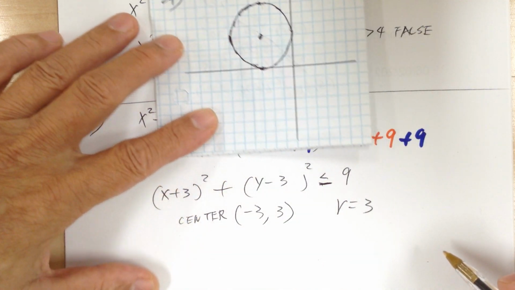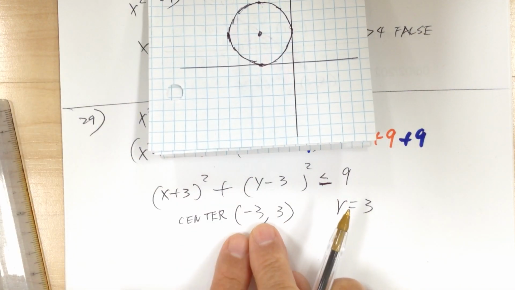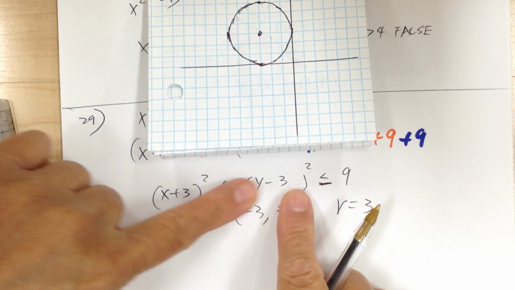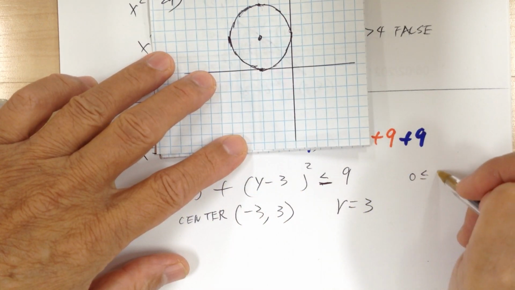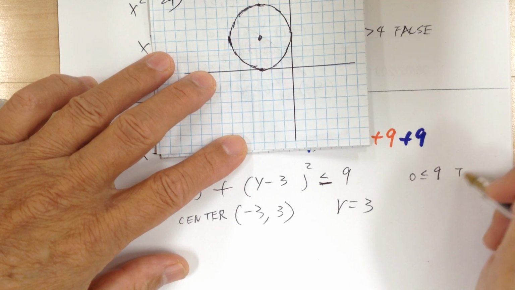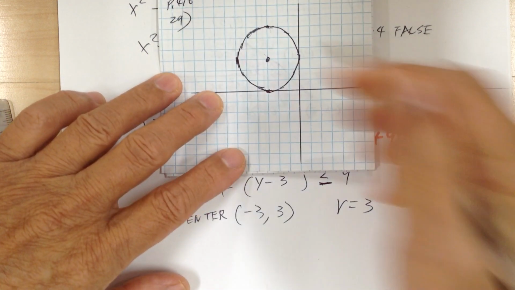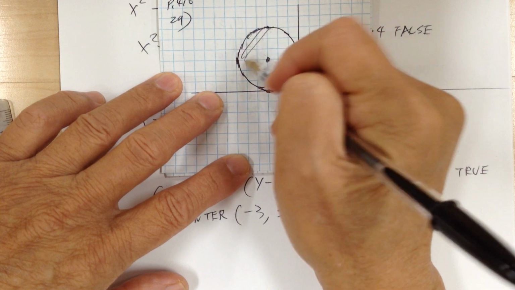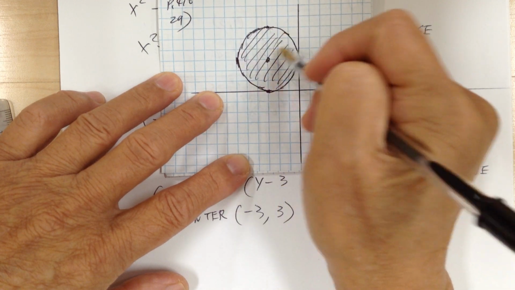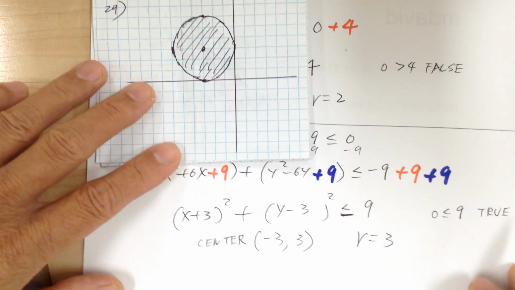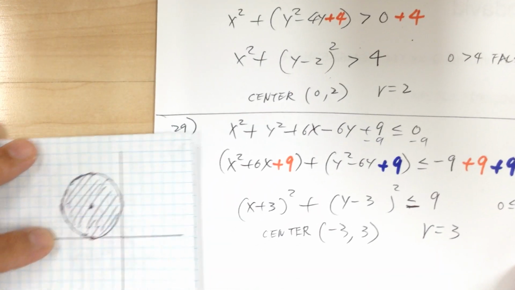Okay, again, you do the testing point. When you put a center in here, you're going to get 0, so you're going to get 0 less than or equal to 9. So this is true, so you have to shade in. This point is true, that means the inside is true, so you shade in the inside. Okay, and so that's it for number 29.